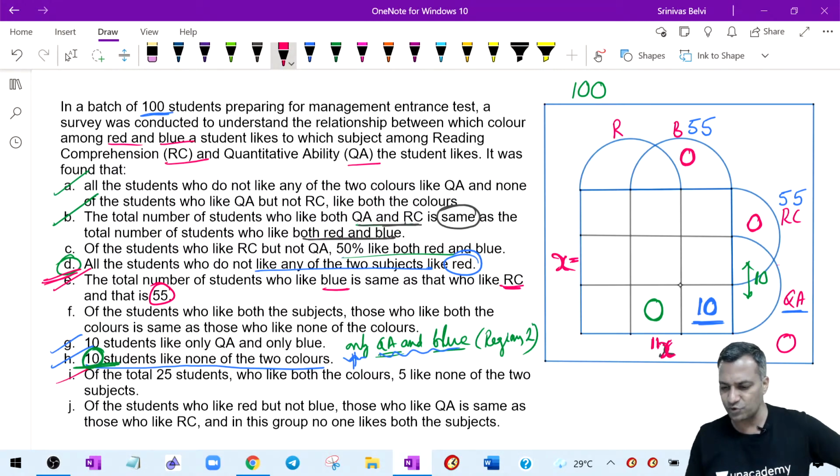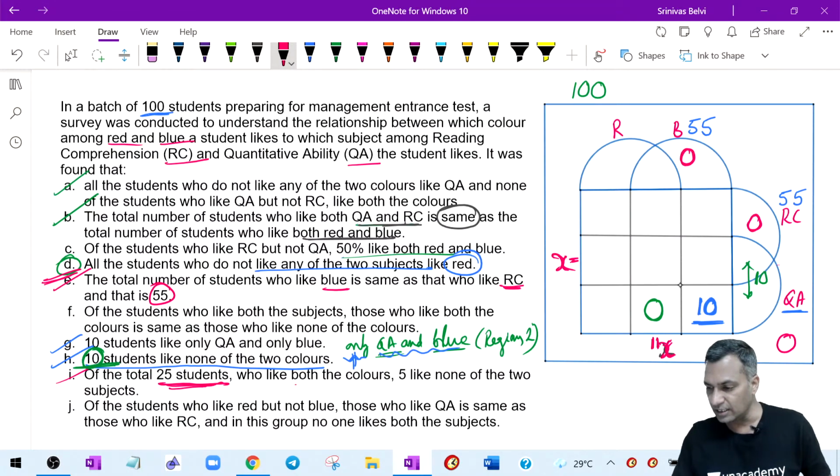Of the total 25 students who like both the colors, 5 like none of the 2 subjects. Listen to this carefully. This is where interpretation errors can happen. Of the 25 students who like both the colors. Now these are the fellows who like both the colors. I'm stopping here, then I will add further to that. These are the stars I'm putting. These are the people who like both the colors.